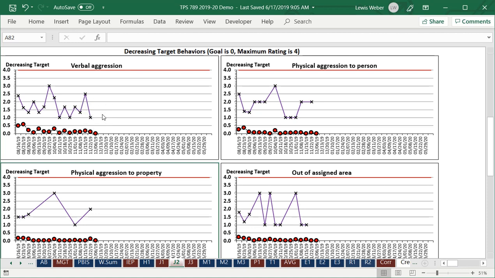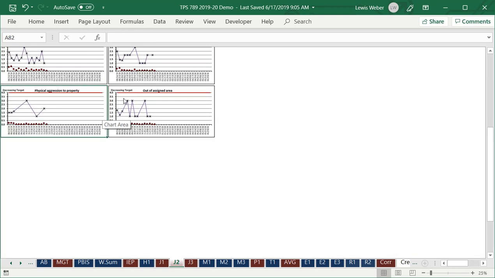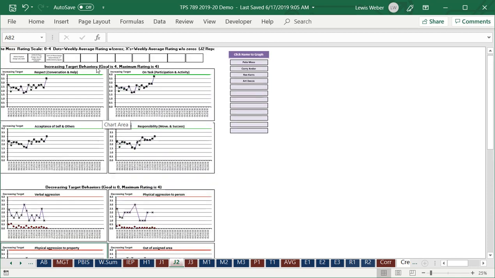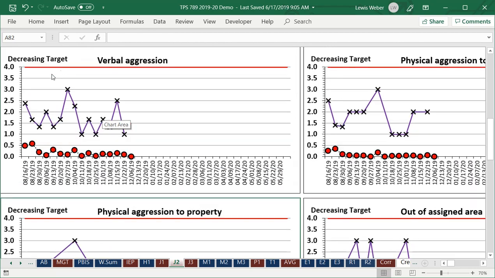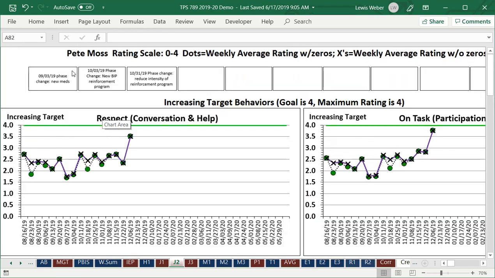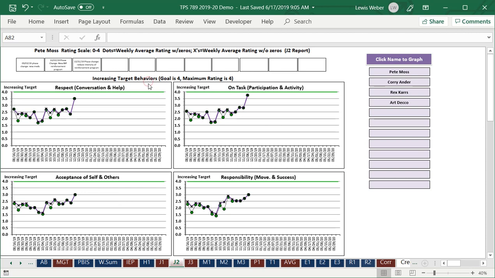Okay. And so when we go to look at this page in its entirety, let's see if I can get the right magnification here. We have a nice display of the increasing and decreasing target behaviors. And I'll also note at the top here, we have the phase changes being listed. Now it doesn't have a line because phase changes could occur somewhere in that week. We don't know when that is on a weekly data point, but we do list it at the top with the date.